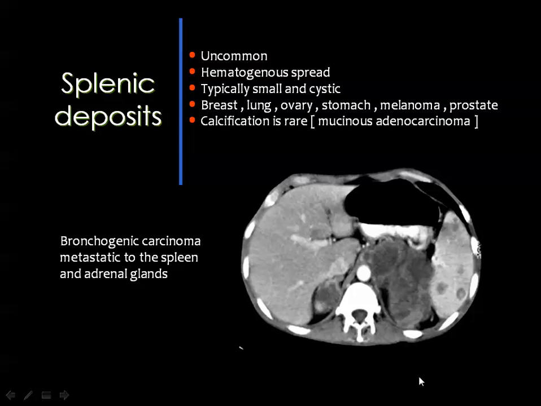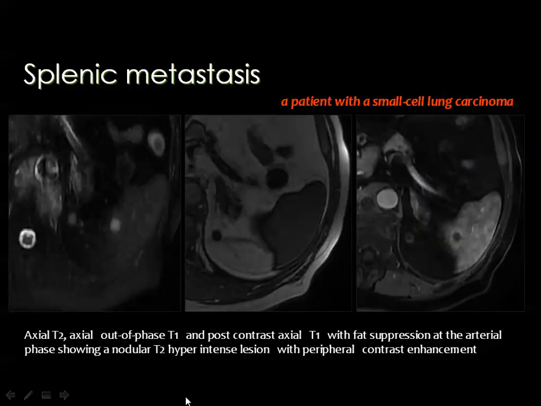And this is a case of bronchogenic carcinoma with multiple splenic deposits as well as huge bilateral adrenal deposits. You know that the adrenal gland is one of the common sites for metastasis of the bronchogenic carcinoma. And this is the splenic metastasis in a patient with a small cell lung cancer, and you see the focal lesion, and after contrast injection in this.